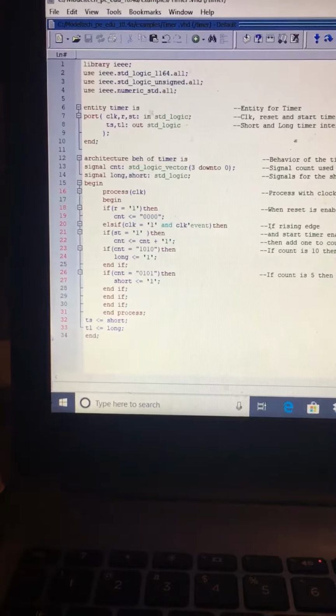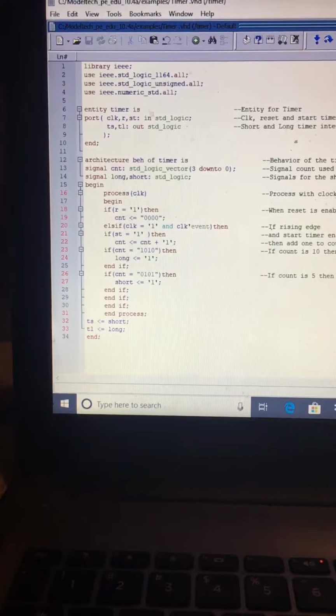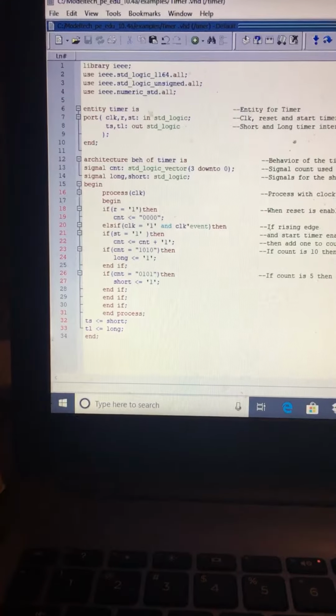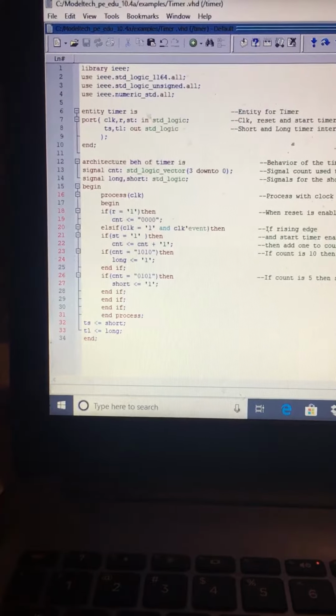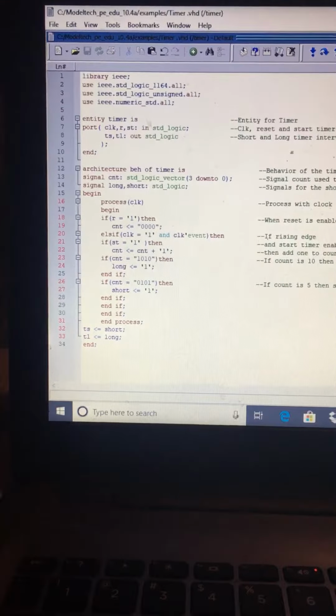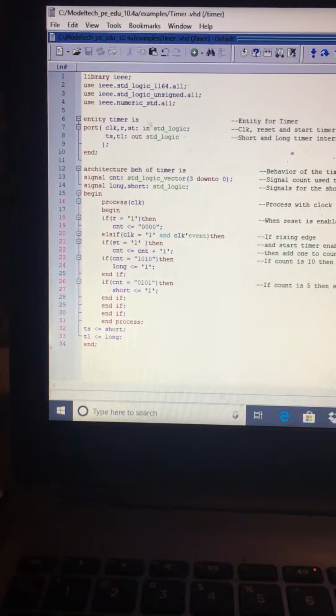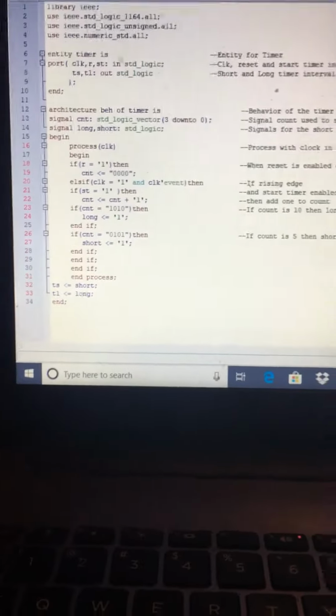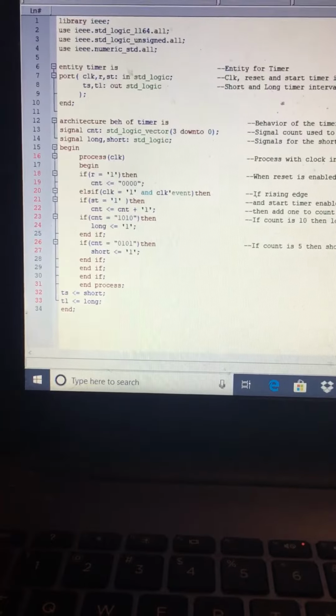In the architecture, the behavior for the timer has a count signal, which is 4 bits, because the long time interval is 10 seconds and the short time interval is 5 seconds. And then I have a signal for the long and short time interval. I have a process with clock in the sensitivity list.